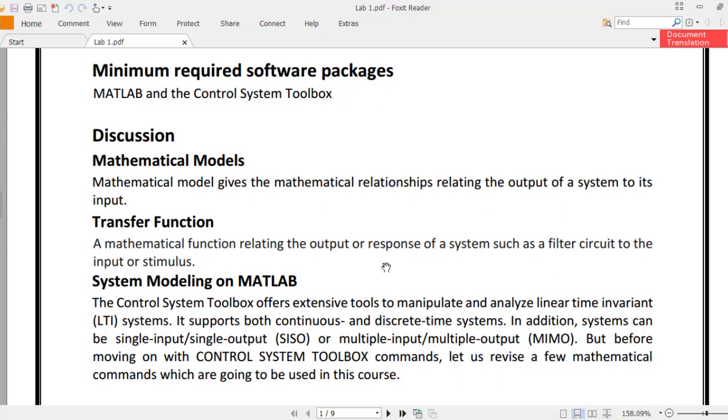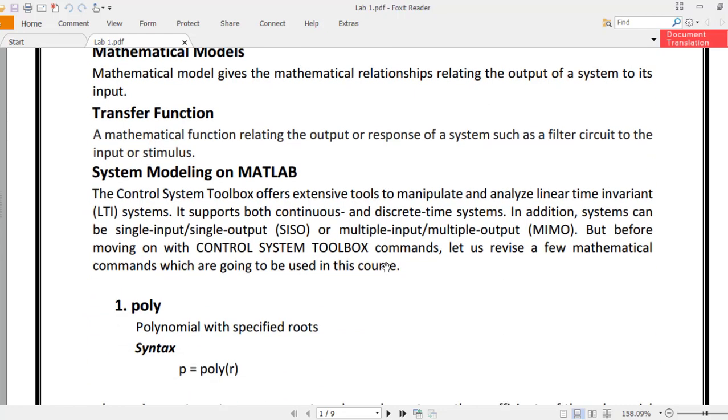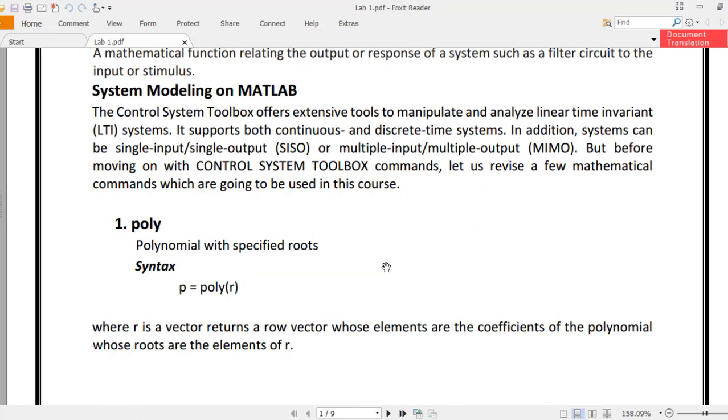So what's system modeling on MATLAB? The Control System Toolbox offers extensive tools to manipulate and analyze linear time invariant systems, LTI systems. It supports both continuous and discrete time systems. In addition, systems can be single input, single output, SISO, or multiple input, multiple output, MIMO systems. But before moving on with Control System Toolbox commands, let us revise a few mathematical commands which are going to be used in this course.